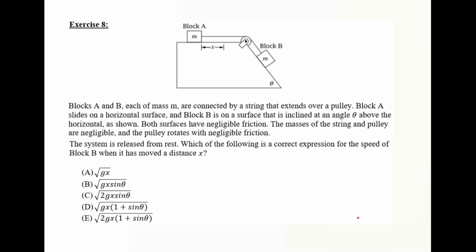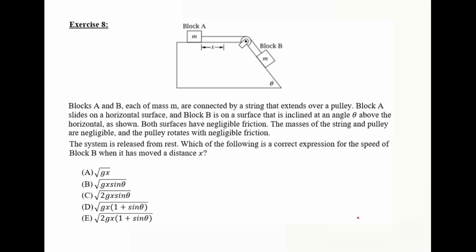Now exercise 8. Blocks A and B, each of mass m, are connected by string that extends over a pulley. Block A slides on a horizontal surface and block B is on a surface that is inclined at an angle theta above the horizontal as shown. Both surfaces have negligible friction. Frictional forces are neglected, which means we can use conservation of energy. The masses of the string and the pulley are negligible, and the pulley rotates with negligible friction, so we can use conservation of energy. The system is released from rest.